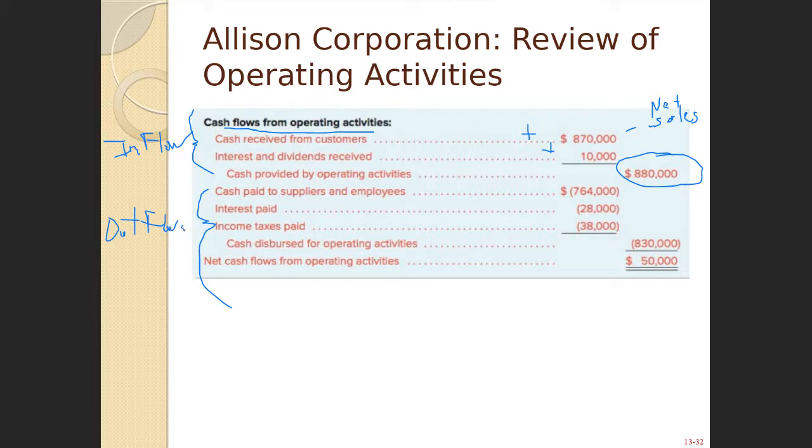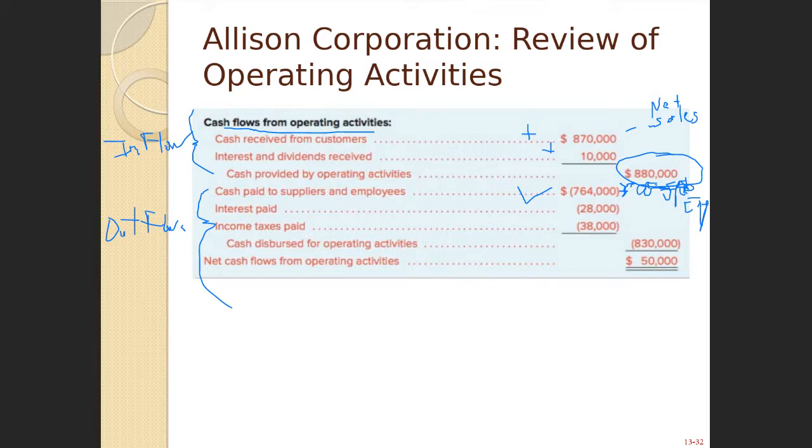Okay, so these are always going to be uses of cash. All right, so here, remember the cash paid to suppliers and employees. Where did this information come from? We unaccrued cost of goods sold and the operating expenses. We unaccrued those two expense accounts to arrive at a cash outflow of $764,000. Okay, that was a big cash outflow.